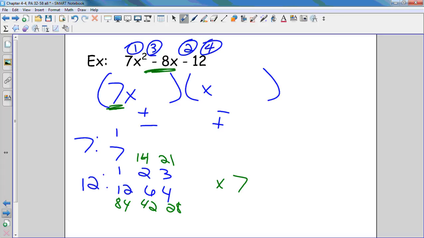So where does the 2 and the 6, where do they go? How do I figure this out? The negative 2 goes on the outside, the 6 goes on the inside. Check them. Outers and inners, I have negative 14x and 6.